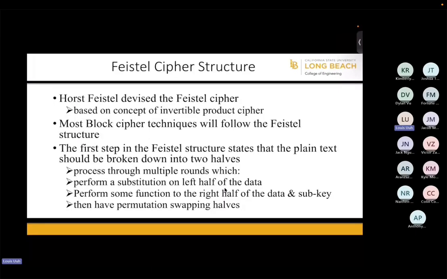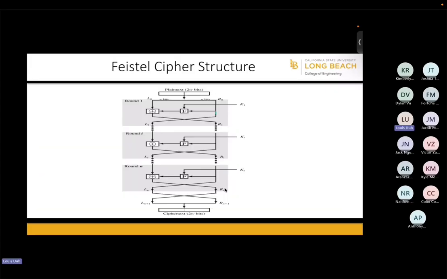Feistel structure. You should know these instructions. Data gets split into 2 halves, a right side and a left side. The right side of the data goes into a function, and along with that you input a key. The output of that function and the key goes to the left side of the data, where it gets exclusive-ORed with the left side of the data. So basically, you should know how this diagram works.